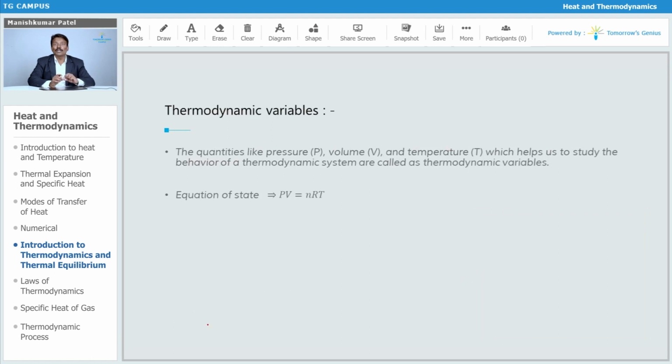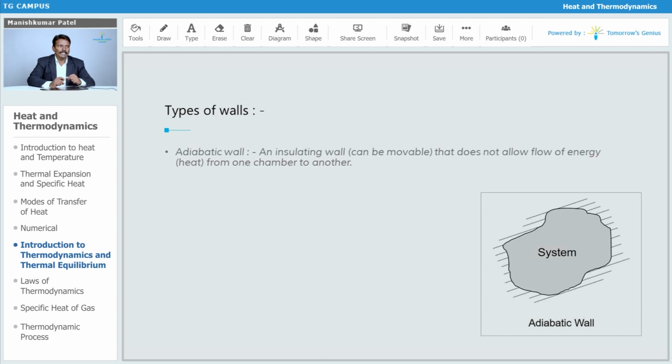What are the thermodynamic variables? Quantities like pressure, volume, temperature, which help us to study the behavior of thermodynamic systems, are called thermodynamic variables. For example, the equation of state, that is nothing but PV = nRT. That is also the ideal gas equation, which helps us to study the thermodynamic system and is useful for studying it.